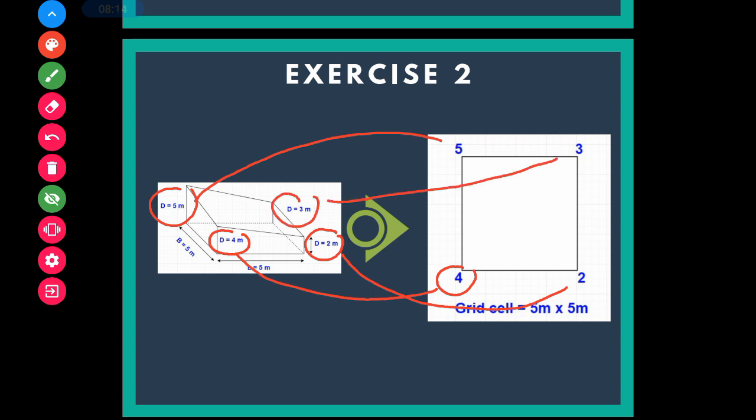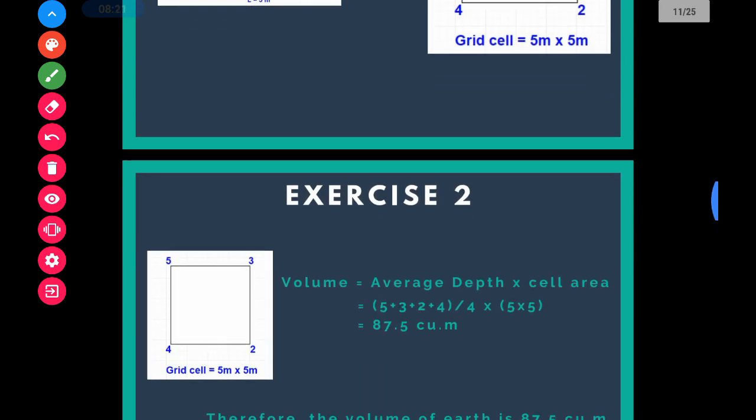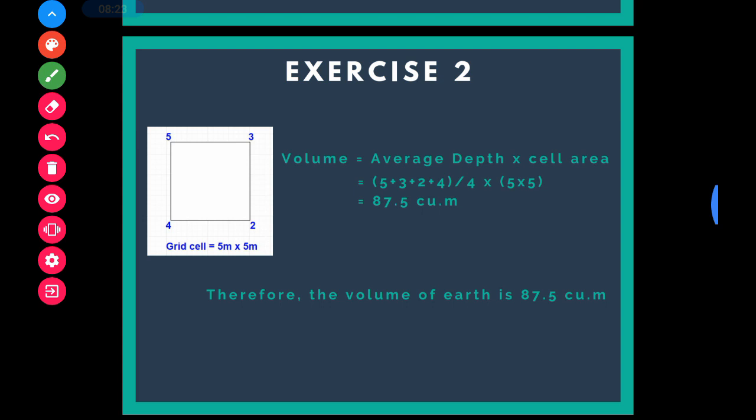So it will be like this. And then we apply the formula for the grid method, which is volume equal to average depth multiply with cell area.